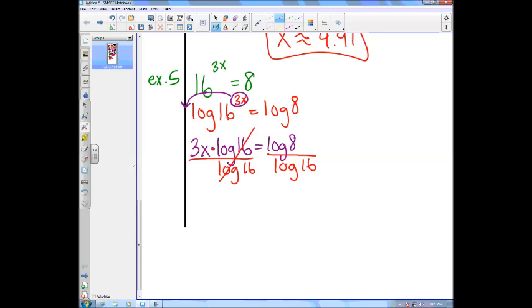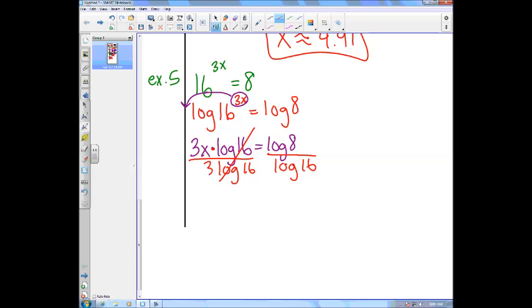So the log 16s cancel out. Does that make x by itself? No, wouldn't you have to divide by the 3? Well, do we want to divide by the 3 and the x, or just the 3? So we can do it in one step, or you can do it in 2 steps.